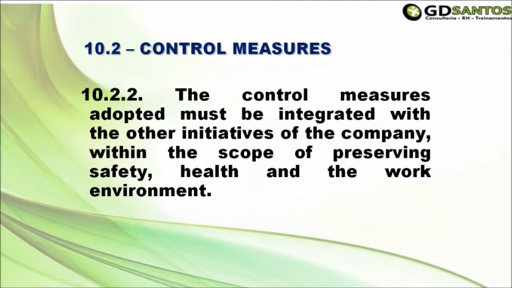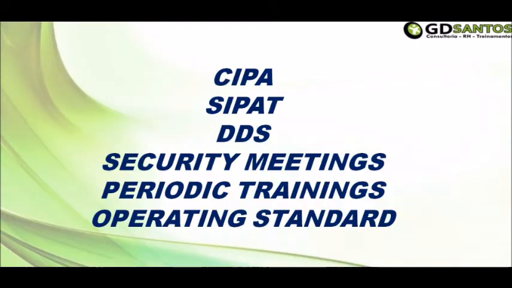Control measure 10.2.2: The control measures adopted must be integrated with the other initiatives of the company within the scope of preserving safety, health, and the work environment. In this next slide are the main systems used by the companies nowadays in Brazil.